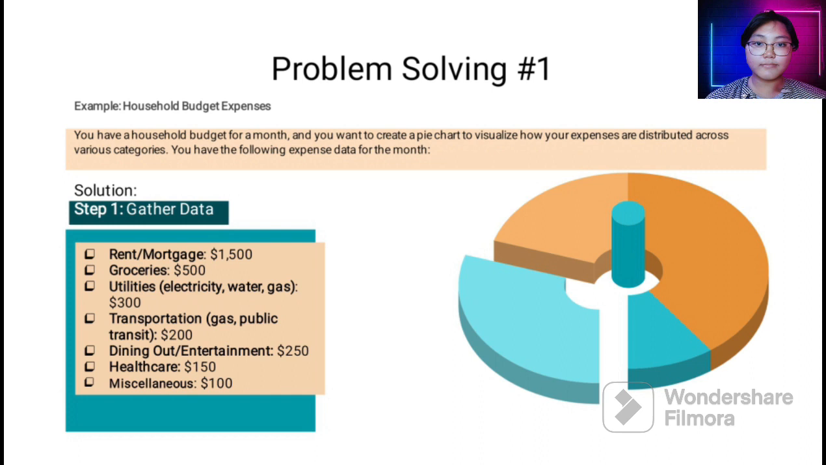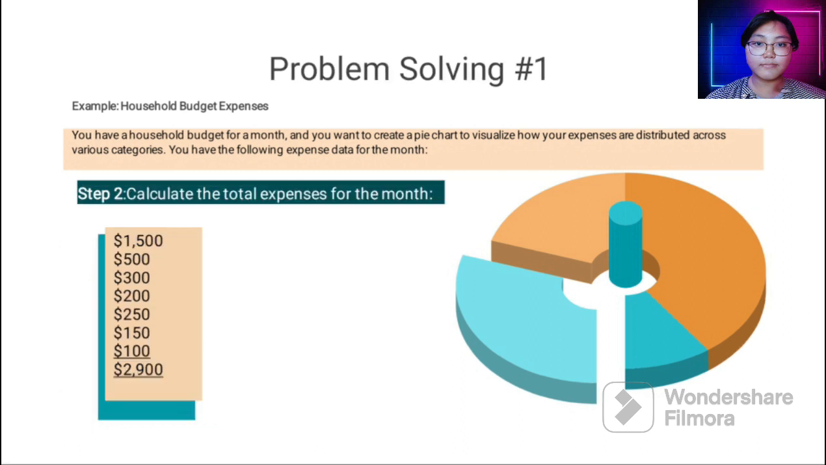In this example, we have the rent or mortgage worth 1,500, groceries 500, utilities such as electricity, water, and gas worth 300, transportation is 200, dining out or entertainment is worth 250, healthcare is 150, and miscellaneous or other things is worth 100. Now that we have gathered or listed down all the expenses, let us add them all together, which will amount to 2,900.